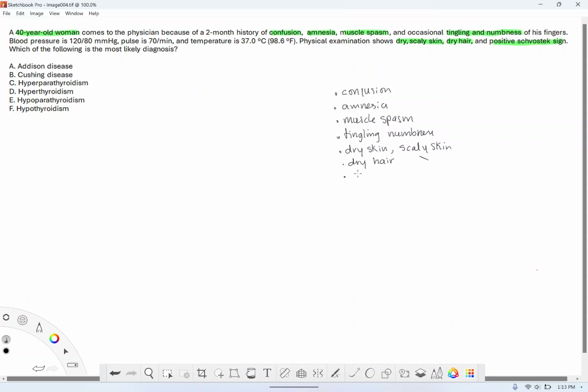And Chvostek sign positive, which is when you tap the face with your finger and it goes through spasm. This is all signs of hypocalcemia. So hypocalcemia is our diagnosis. Okay, so our diagnosis should be hypocalcemia.